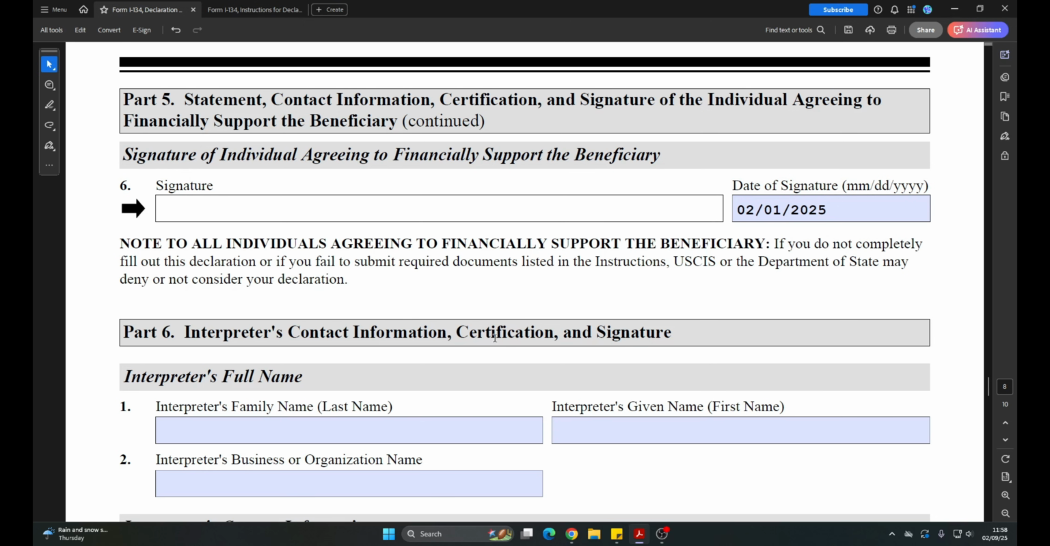USCIS does not accept electronic or digital signatures, signatures made with a digital pen. You must do it in a regular pen. So what that means is you must print out this form, sign it, and then have your beneficiary bring a copy of this form to their consular interview.